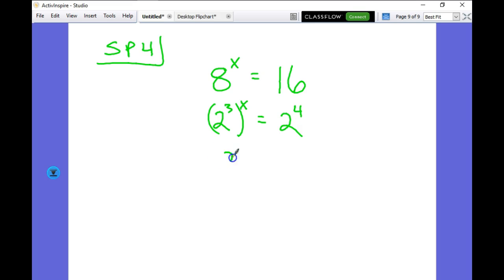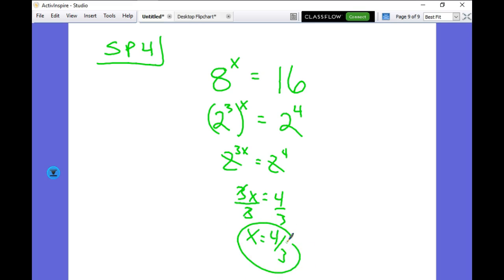Okay, so we have 2 to the 3x is equal to 2 to the 4. Drop the bases out and solve for x. You're going to get 4/3. Right. So that was an example of changing base on both sides. So we've done fractions, we've done roots, we've done changing both sides. Let's take a look at another one.